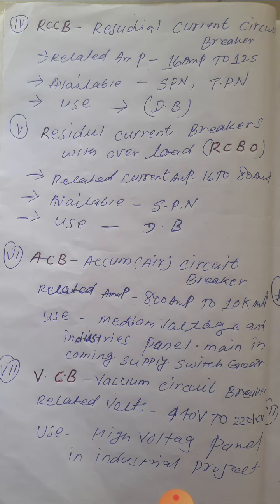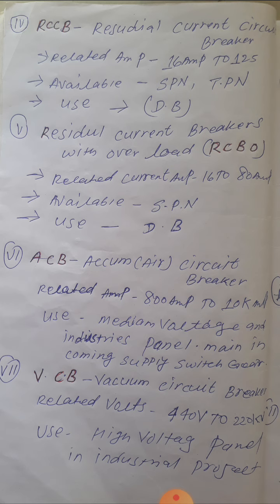This is used in the DB, which means distribution board. And RCBO, residual current breaker with overload. The related current of RCBO is 16 to 80 amps. It comes in 16 to 80 amps, and it is only available in SPN, single pole with neutral. This is also used in the DB.